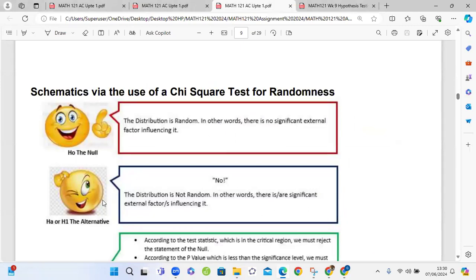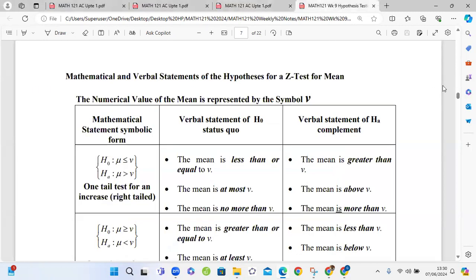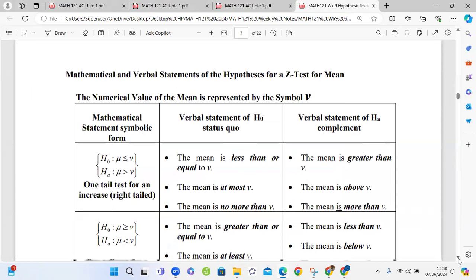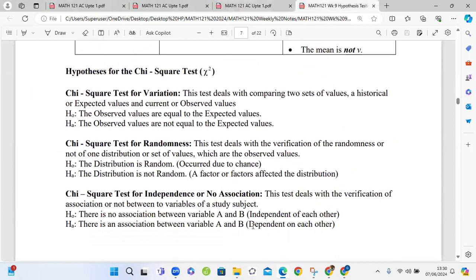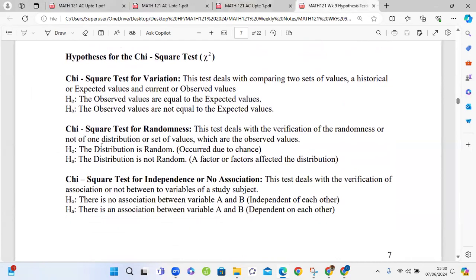And this will be the pair of hypotheses. The distribution is random. That's what the null will be saying. So you can just write the distribution is random, and the alternative will be saying that the distribution is not random. Or you can go to weekly notes number 9, page 7. That's where you have the 4 different types of tests: z-test for mean, and chi-square test for randomness. Here it is, and here is the null. The null will be saying the distribution is random. The alternative will be saying that the distribution is not random. So that will be the pair of hypotheses, not to be translated to symbolic form. Okay? That's for the chi-square test.